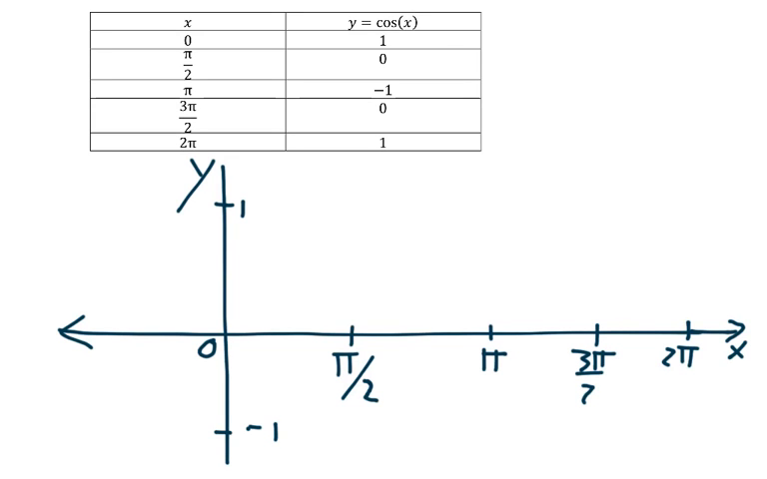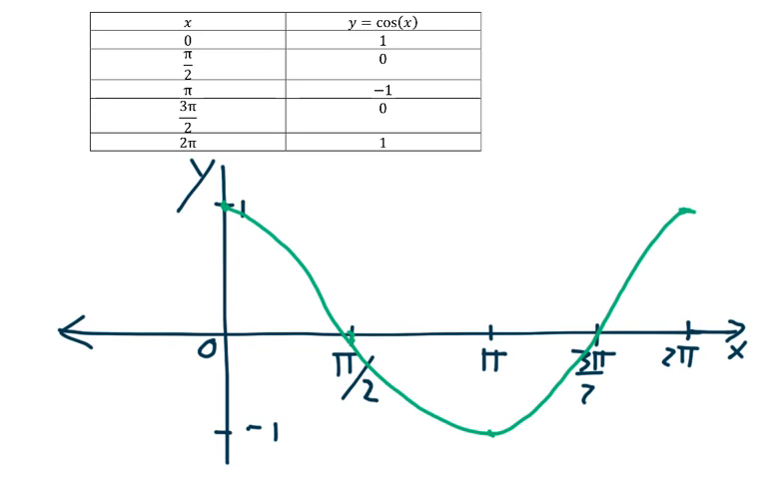Okay, so now to graph cosine, again, we just plot the points. So at 0, we get 1. Pi over 2, we get 0. Pi, we get -1. 3 pi over 2, we get 0. And 2 pi, we get 1. Let me just fix that. So now we connect the dots. We're going to have this, like so. So the graph of cosine is going to look like this. And again, it's 2 pi periodic.